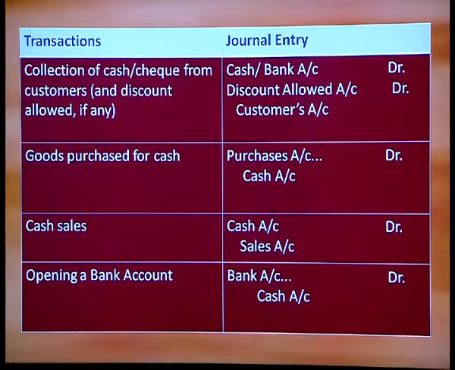Next transaction, goods purchased for cash. Purchases being an expense increases, so purchases account is debited. Cash is going from the business, asset decrease, so cash account is credited. Cash sales, cash account is debited. As revenue increases, sales account is credited.